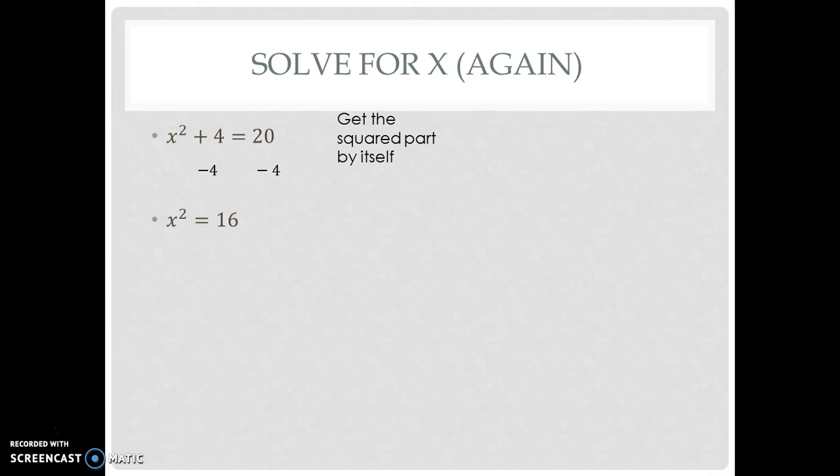Now once the x squared is by itself, I can do square root. So I'm going to square root both sides, and I have to remember that positive and negative stuff. So when I square root, the square goes away. And when I square root 16, I get both positive and negative 4. And you can write it condensed like this, with a plus and then a minus sign right underneath it. And that lets everybody know positive and negative 4 is your answer. It gives you two answers.